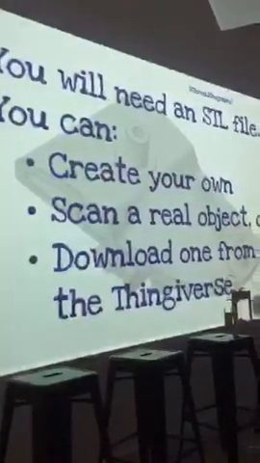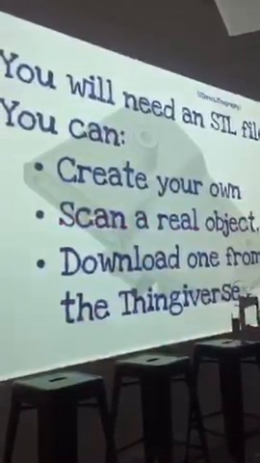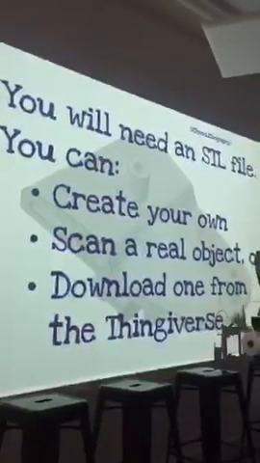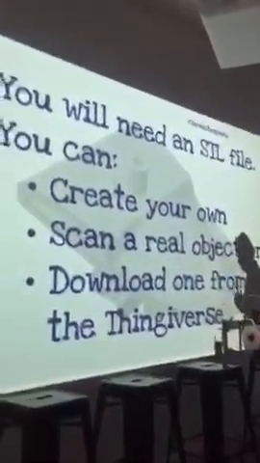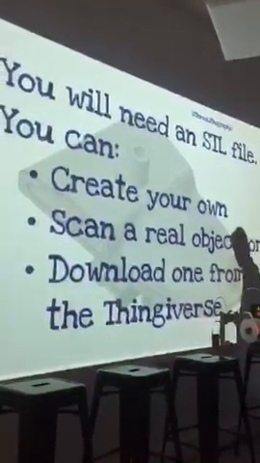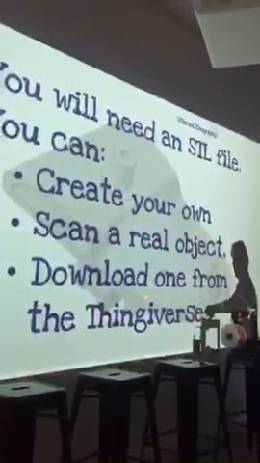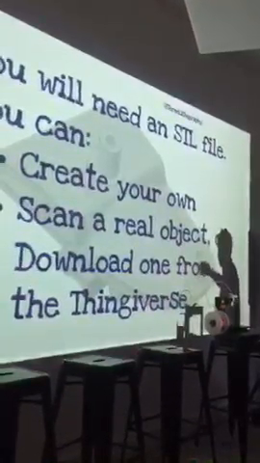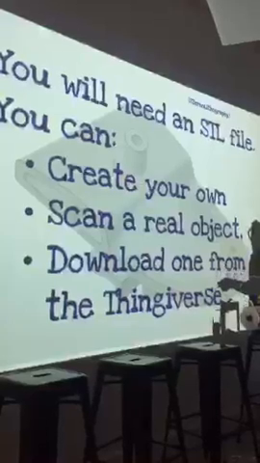Firstly, you can create your own using CAD software. It's a very typical way. You can scan something from real life, and you might have seen the 3D body scan that I've got there next door. Or you can download one from the Thingiverse, or from any internet repository of 3D objects. We'll have a look at the Thingiverse in a minute, but this kind of boils down to either one of these. So anything that's on the Thingiverse will either have been CAD modeled or scanned.